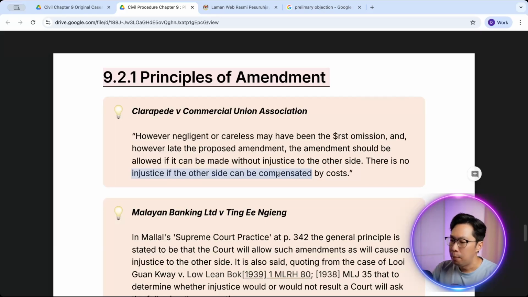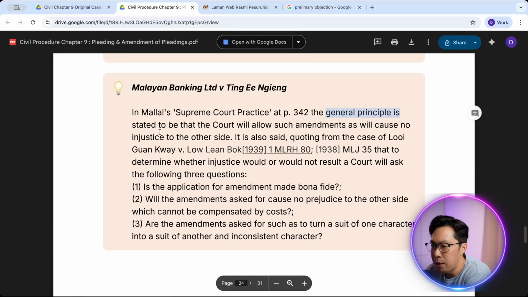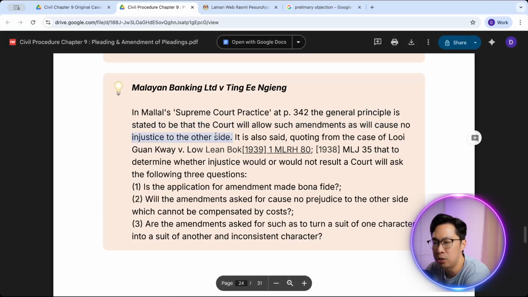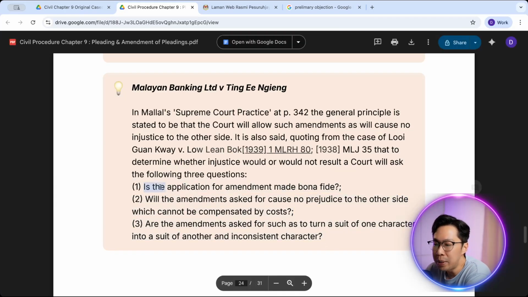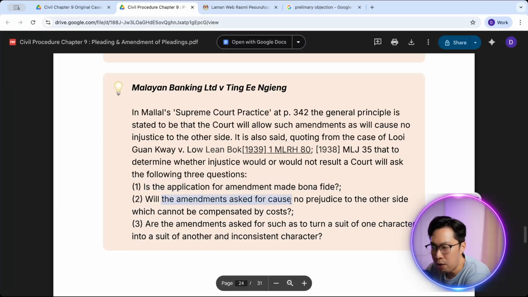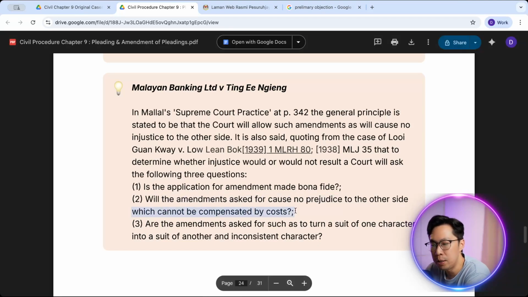Okay, this case is your principles. Malayan Banking and Ting Yin Yang. In this Supreme Court case, the general principle is stated to be that the court will allow such amendment as will cause no injustice to the other side. It is also said, quoting this case, the court will ask, memorize this. Okay, first time I say it today, memorize it. Is the application for amendment made bona fide? Will the amendment asked for cause no prejudice to the other side which cannot be compensated by costs?